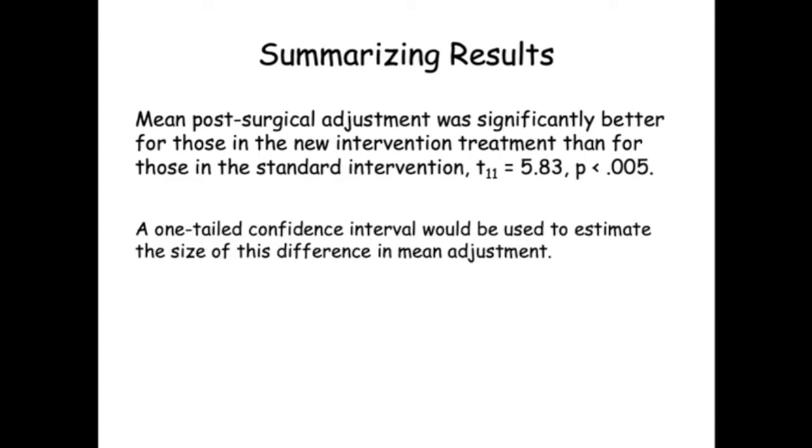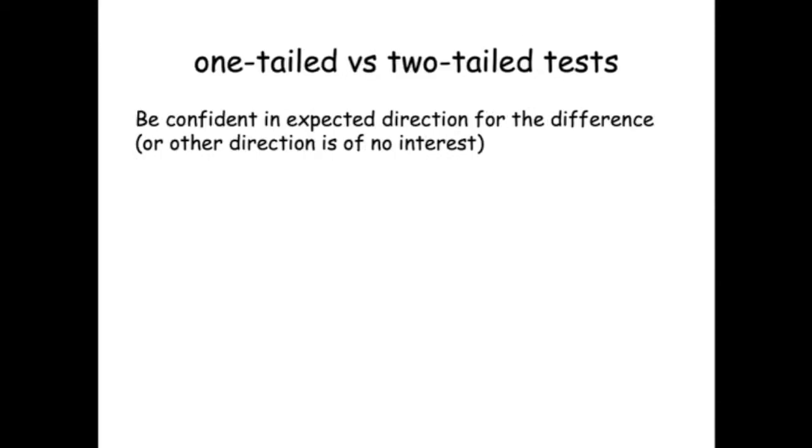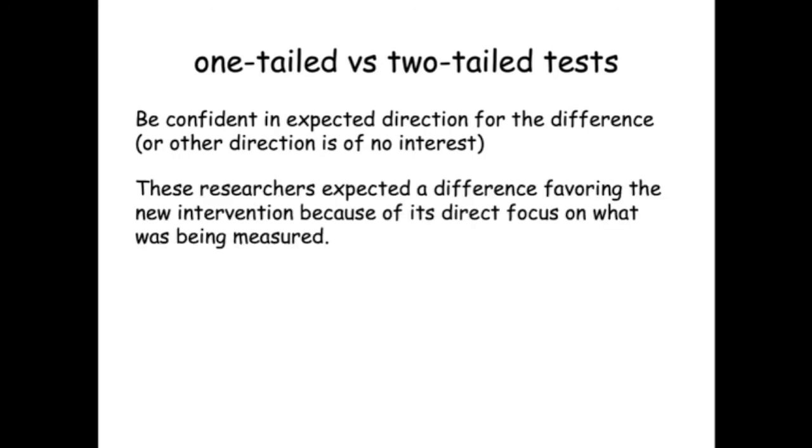Because the null hypothesis was rejected, the researchers would use a follow-up one-tailed estimation procedure to estimate the size of this difference. A one-tailed test should be used with caution. A researcher should either be confident of the direction for the expected difference or the other direction should be of no interest. In this case, there was a sound reason for believing that the difference would favor the new intervention because of its focus on psychological and social adjustment, so a one-tailed test was appropriate.